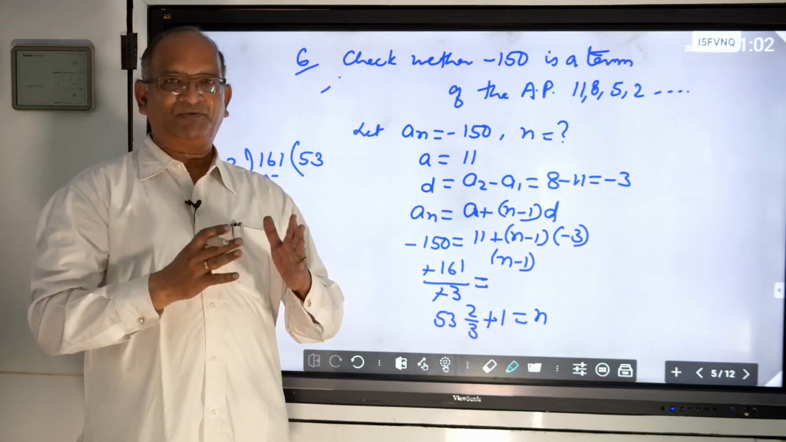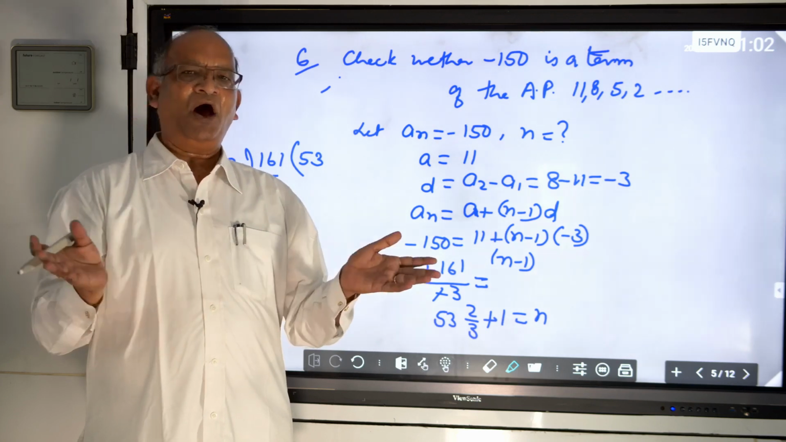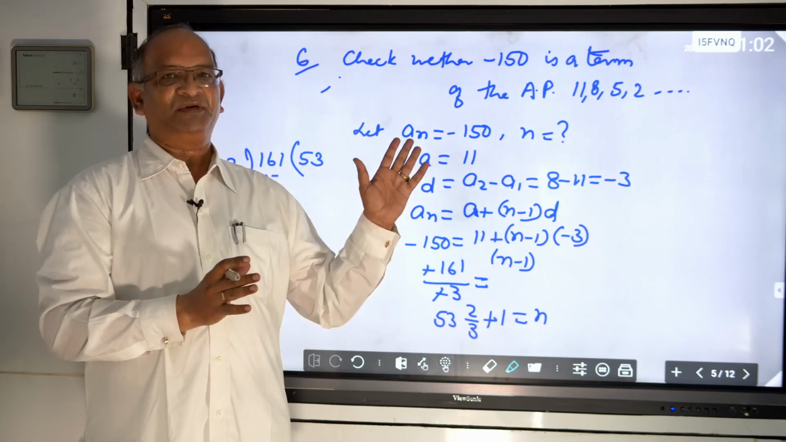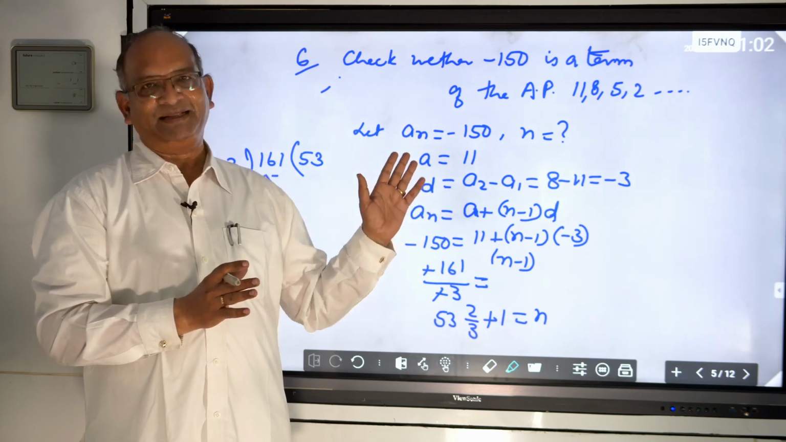So we have varieties of problems based upon same formula, by using which we will be able to solve the problems. So we will end the class now, and then in the next class we will see all other varieties of problems which are based upon the same formula, that is the formula of nth term.